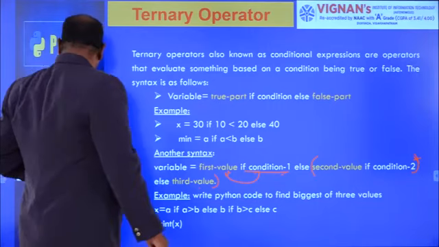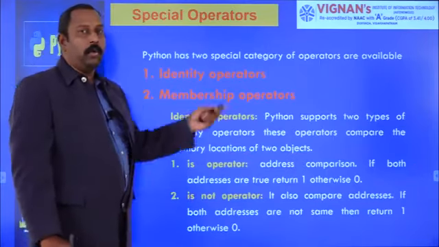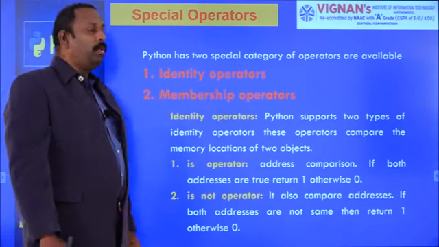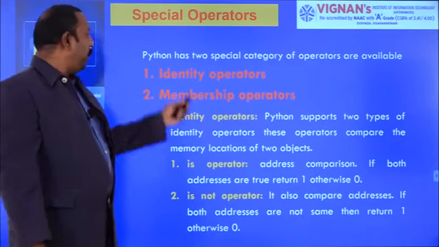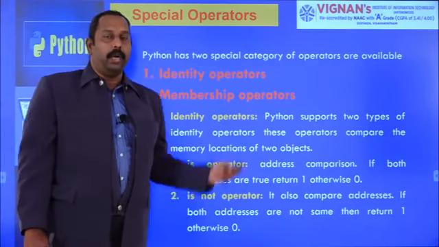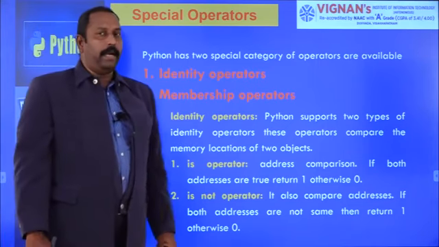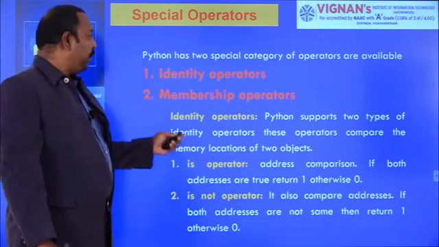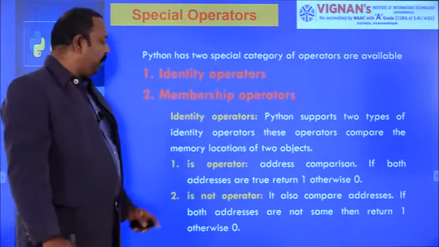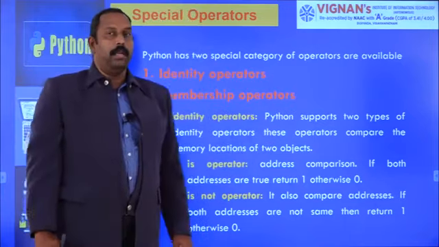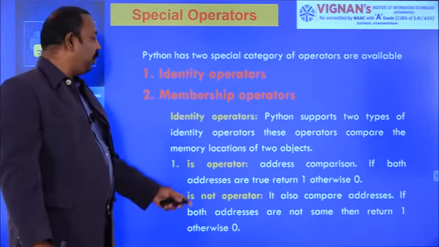Next we will move on to the last operators. Those are nothing but special operators in Python. There are two types of special operators available in Python. One is the identity operator. Second one is the membership operator. Identity operators available are the is operator and the is not operator.